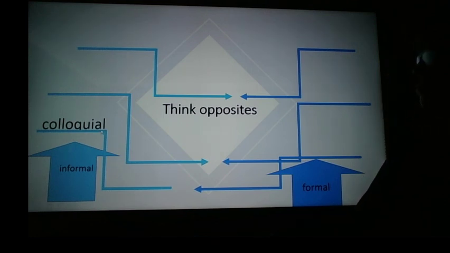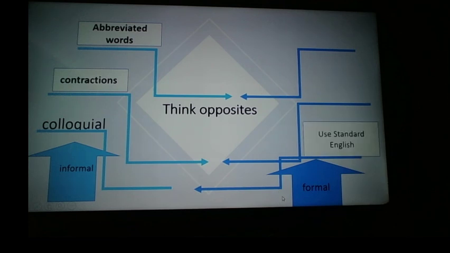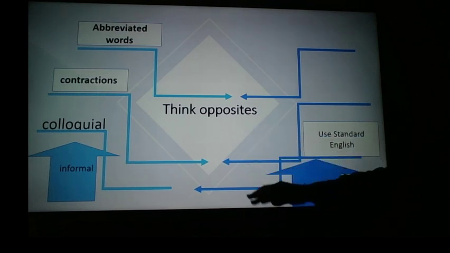So for informal, colloquial. Contractions. So if you're not sure about contractions, revise that, because contractions are about when we say don't instead of do not. And abbreviated words. So this is where in your informal writing you can write TV. However, I don't want to see that in your formal writing, because in formal writing, the opposite of colloquial, standard English. So that's why I think about formal and informal as opposites.